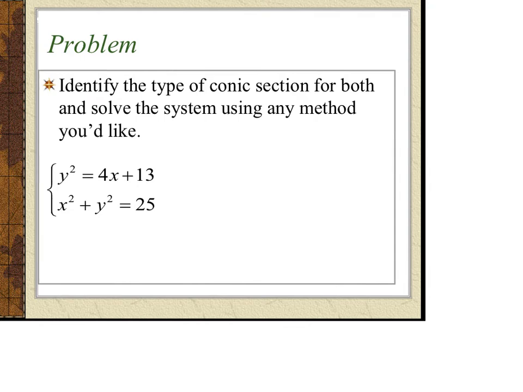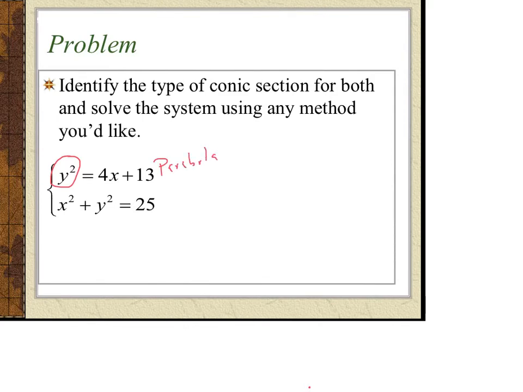Okay, so this is our second video. We're identifying the type of conic section, and then we're going to go ahead and solve the system. So first things first, I'm going to look at this guy, and I'm going to notice I only got one square. So this top guy is a parabola.